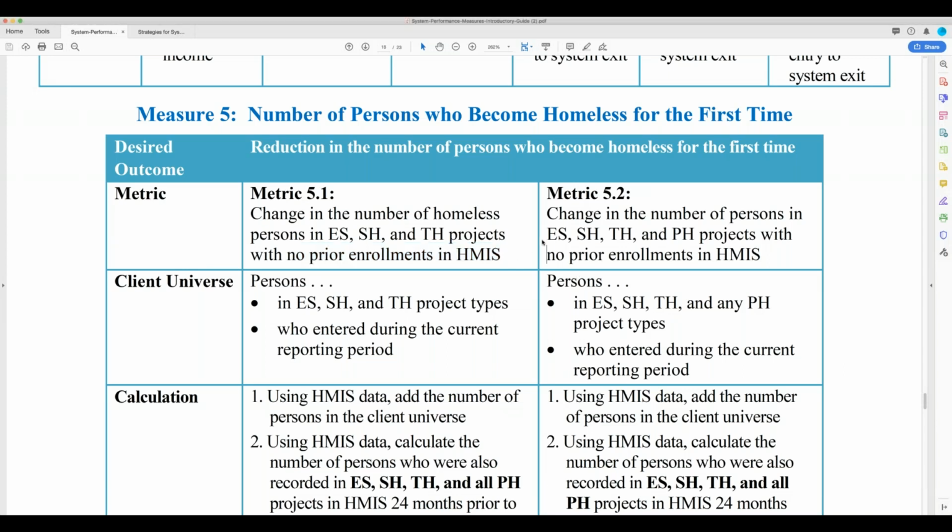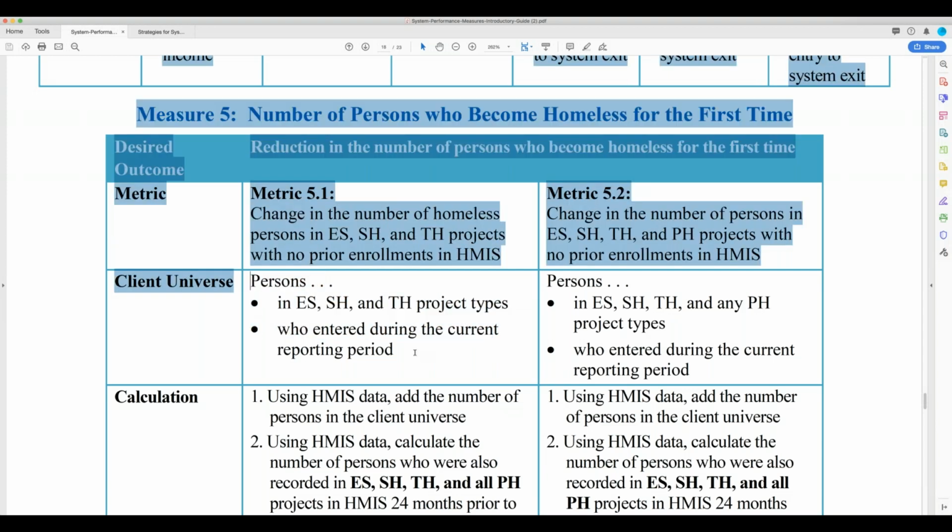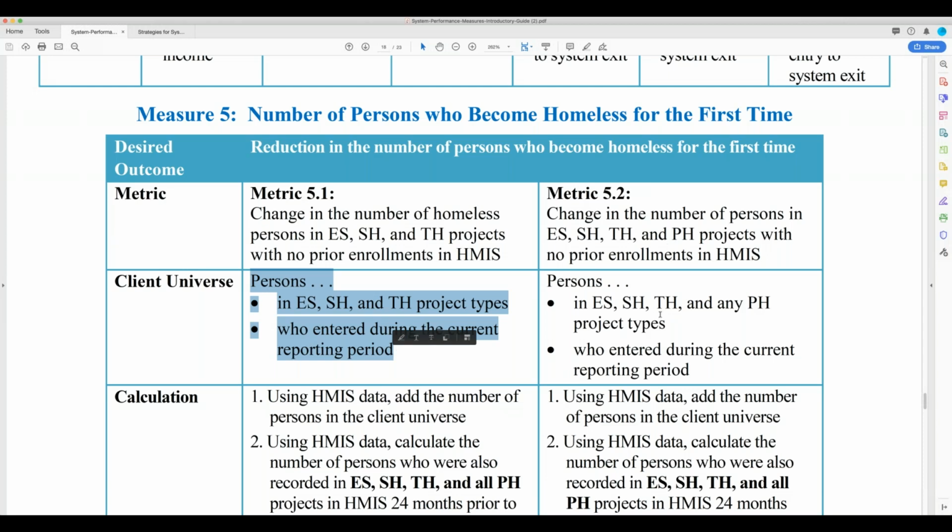I am back. We're going on to measure 5.2. All right, so you can see that the major difference here between 5.1, which is all persons in emergency shelter, safe haven, and transitional, and 5.2 is that 5.2 includes permanent housing project types. So that would include rapid rehousing or permanent supportive housing.